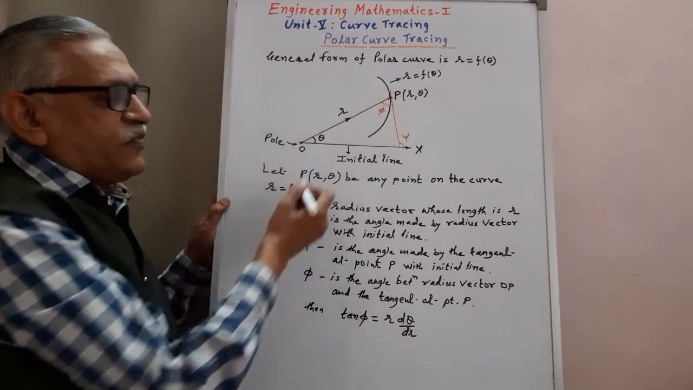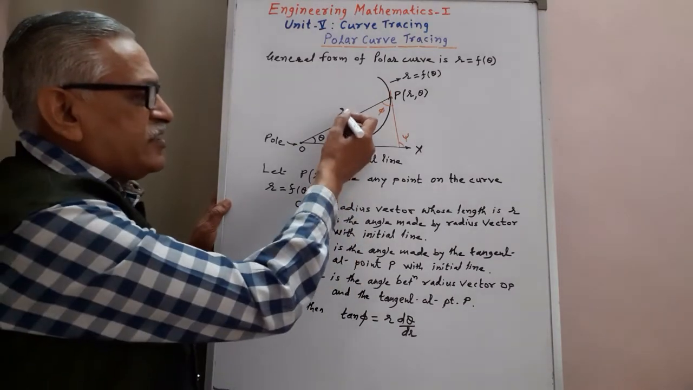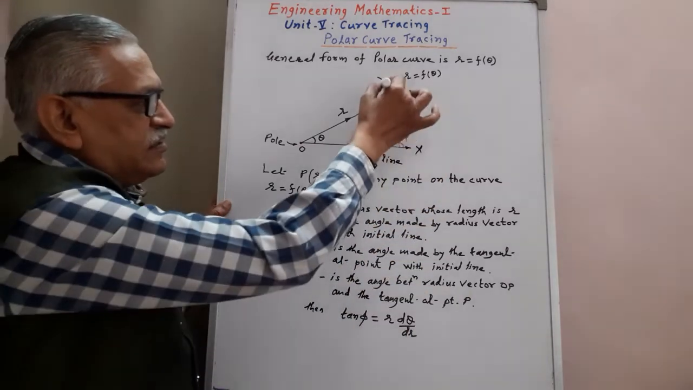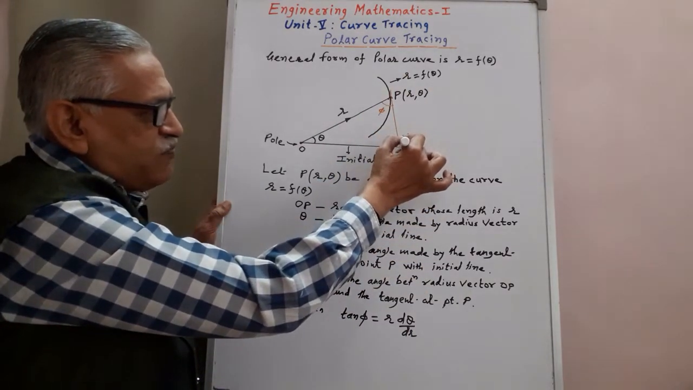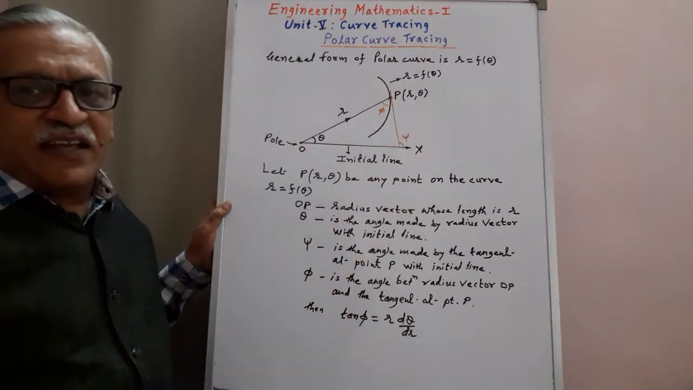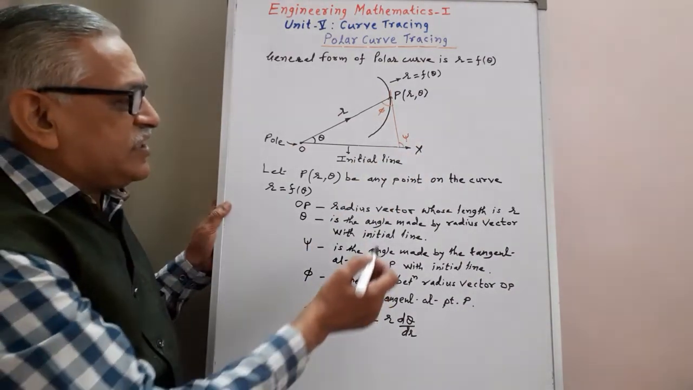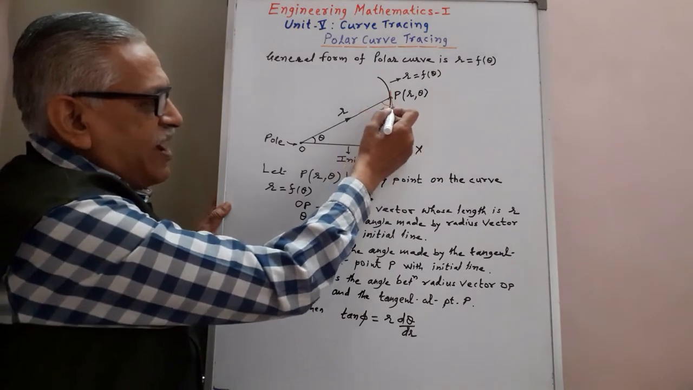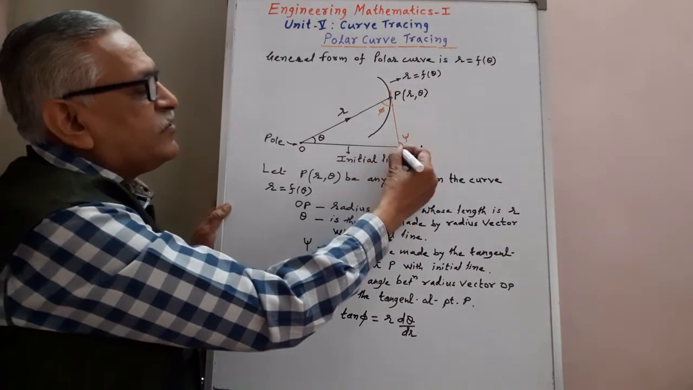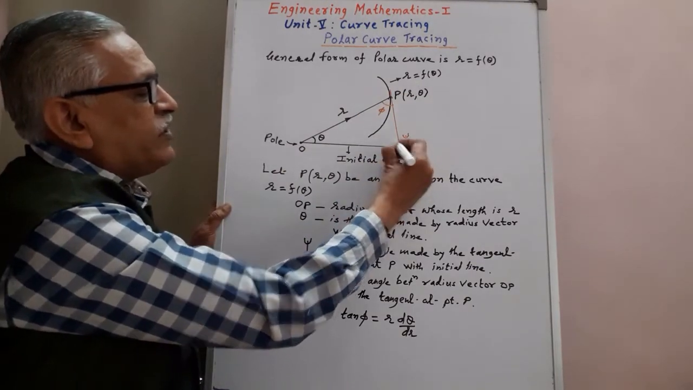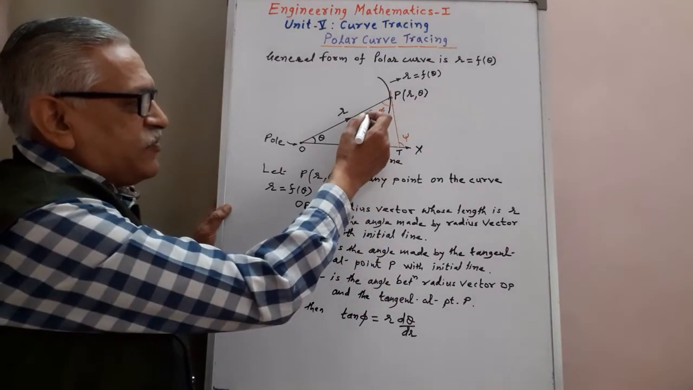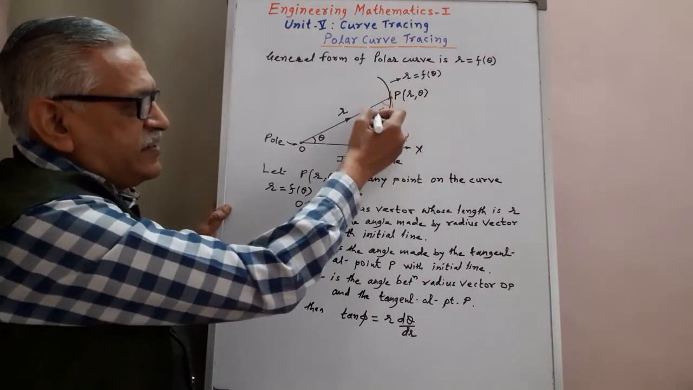We get a radius vector OP whose length is r. R is the length of that radius vector. Draw a tangent to the curve at point P, making an angle of psi. Therefore, psi is the angle made by the tangent with the initial line. Then phi is the angle between this radius vector OP and this tangent. If we call this point T, then PT is the tangent, and the angle between the radius vector and the tangent is phi.